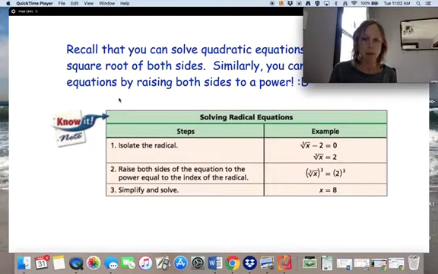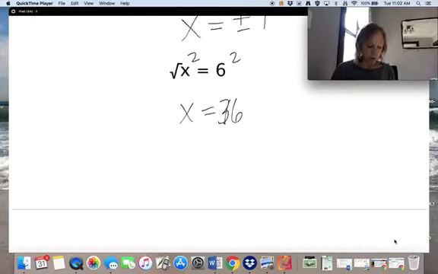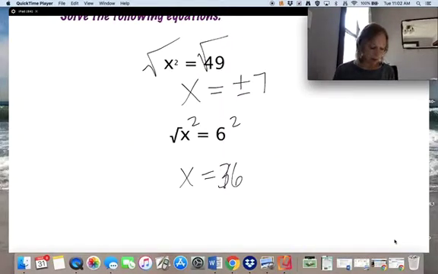So we need to make sure we do a couple things. First, you want to isolate your radical. That means that the only thing that should be on the left-hand side or one side of your equation is just the radical term. Once you have it isolated, you're going to raise both sides of the equation to the power equal to the index of the radical. So before, we squared both sides because the index that exists there is 2.